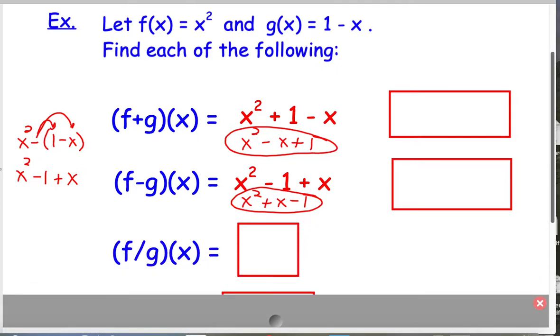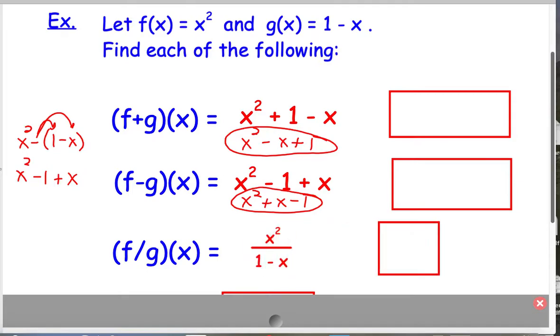All right, what if I asked you to divide these two functions? Well, we know how to add and subtract. Why would divide be any different? It's just going to be x squared over 1 minus x. We can't cancel anything. We can't factor anything. So that's all we can do with it.